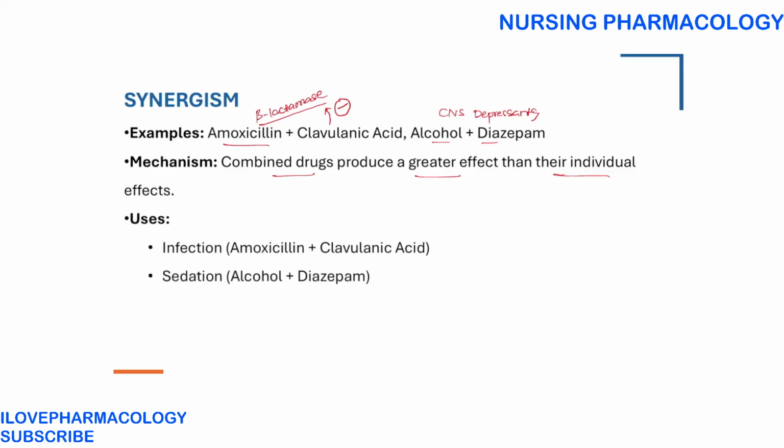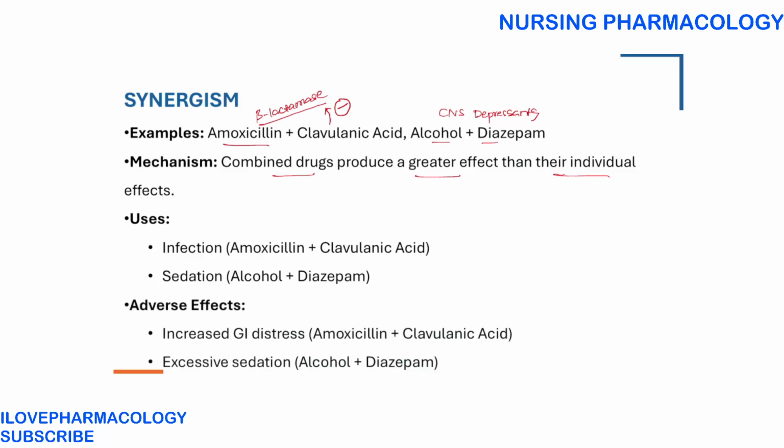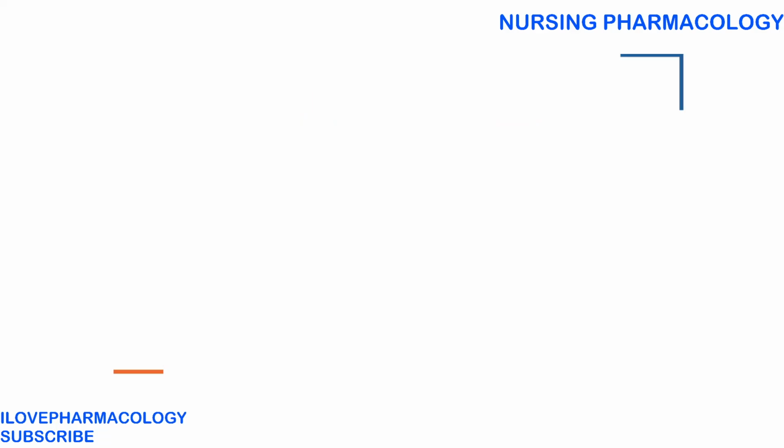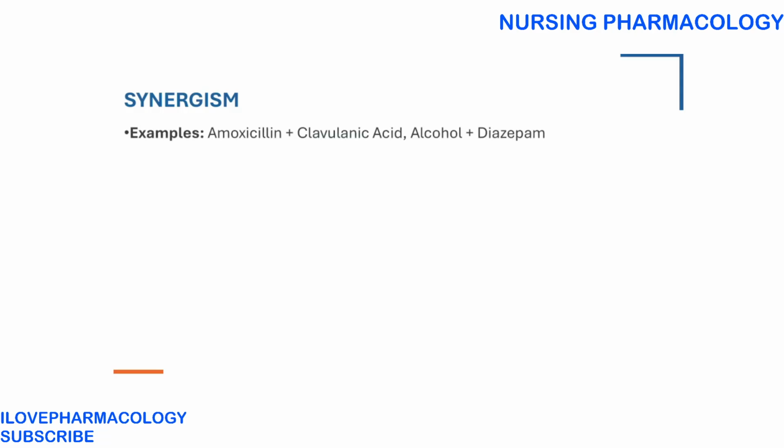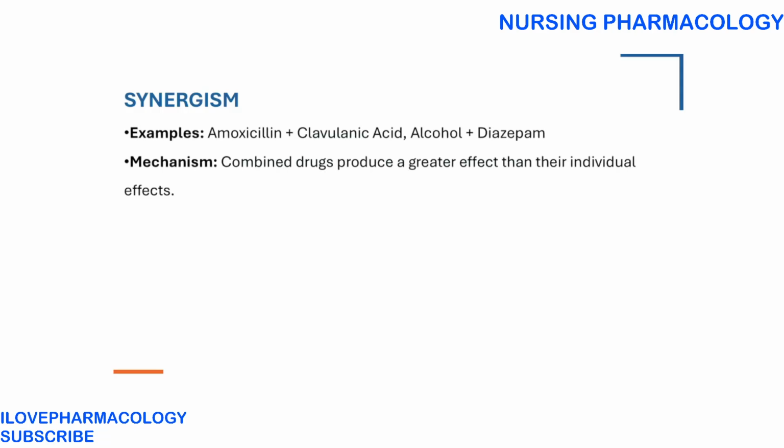So basically we use amoxicillin and clavulanic acid in the treatment of microbial infections. Sedation is where we use ethyl alcohol as well as diazepam, which is a benzodiazepine. With the use of amoxicillin and clavulanic acid, there is increased GI distress, as well as with alcohol and diazepam there will be excessive sedation.